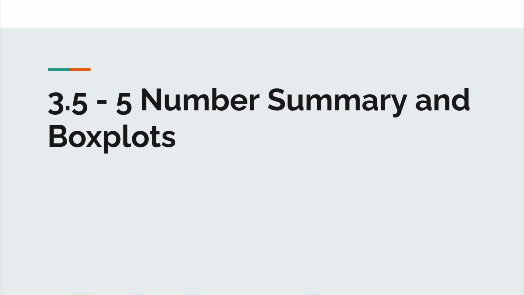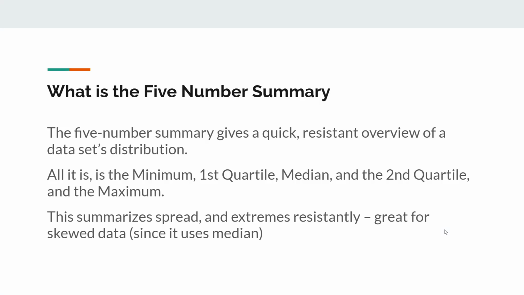So, the 5-number summary and box plots. This is extremely simple if you've watched my last video. So what is the 5-number summary? The 5-number summary is a quick, resistant overview of a dataset's distribution. All it is is the minimum, first quartile, median, third quartile, and the maximum. So it's basically just a description of a dataset.